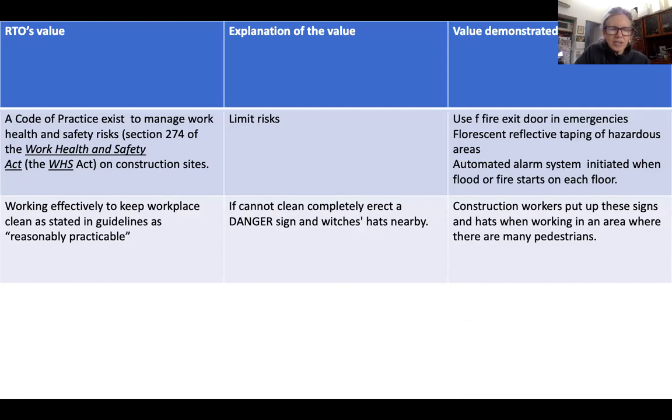And then you can say the RTO, you got to find the value and then value demonstration. So for example, code of practice, being safe. Explanation is to limit risks. An example of that is an automatic alarm system.